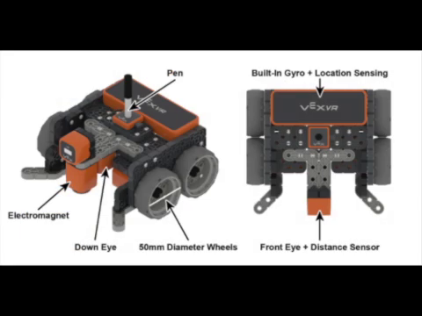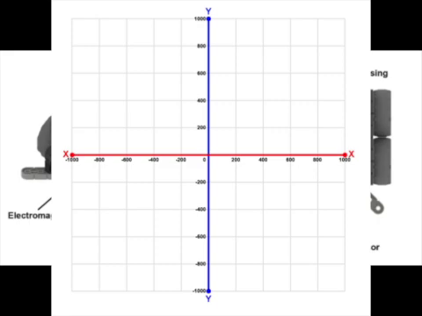Here you can see the robot has some built-in features, including a pen that sticks right through the middle of the robot so you can draw on the playing fields, or what we're going to refer to as playgrounds. You will also see that there's a built-in gyro and location sensor. So this can tell you where the robot is located on the XY coordinates of the playing field or playground.